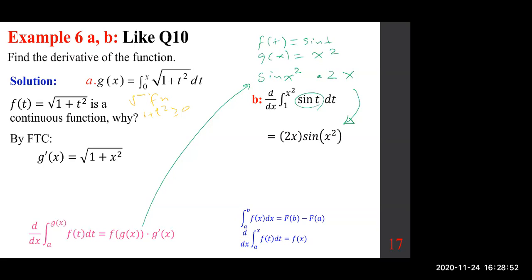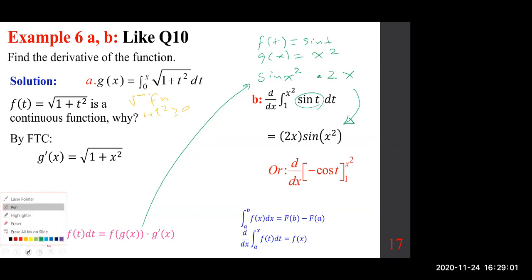You could also do this, class. Take a look. You could integrate this, which becomes negative cosine t, evaluate it from 1 to x squared, and then differentiate. I highly recommend you try this. So one more time. When you integrate sine t, you get minus cosine t. Evaluate it from 1 to x squared, and then differentiate it, it gives you the same answer. Try that one, class. All right.